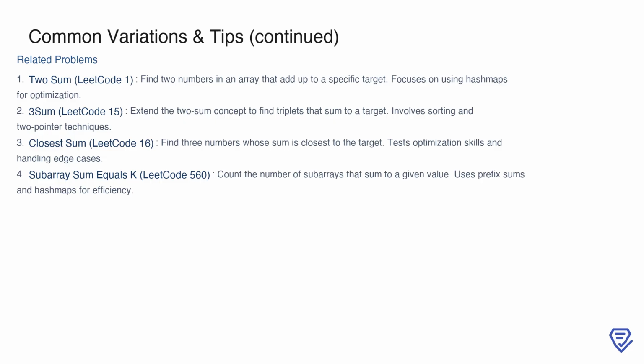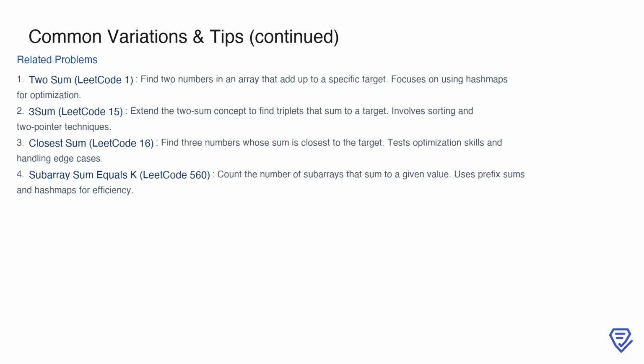The two-sum problem, LeetCode 1, is a classic example where you need to find two numbers in an array that add up to a specific target. Hash maps are often used here to optimize the solution. Then, there's three-sum, LeetCode 15, which extends this idea to find triplets instead of pairs. This problem typically involves sorting and two-pointer techniques to reduce complexity.